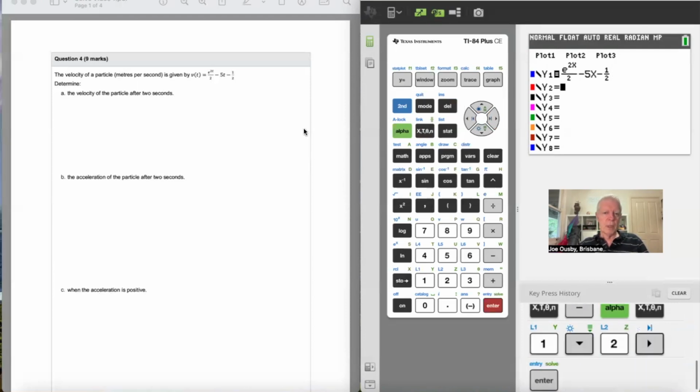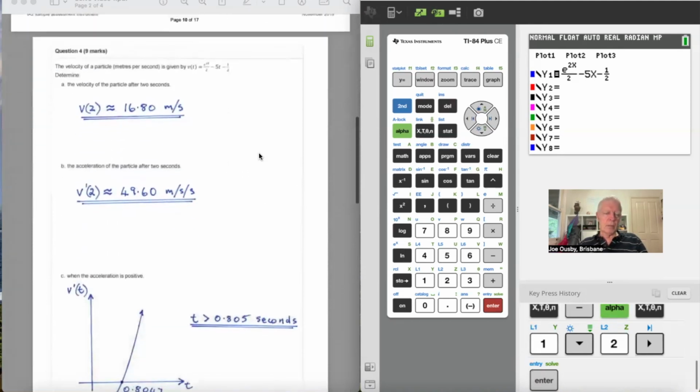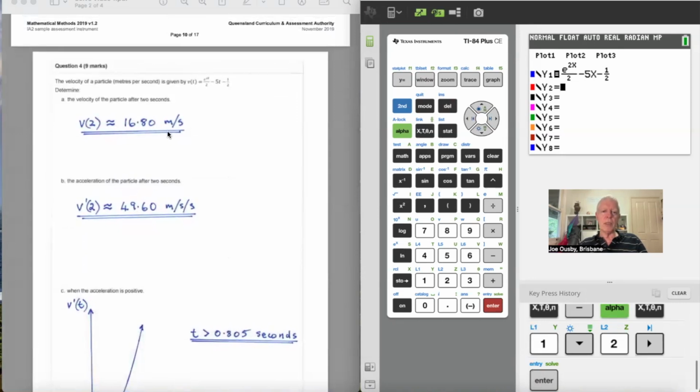That's the function. And now, of course, we're after the velocity of the particle after 2 seconds. That would basically mean calculating the value of that function when t is, or in this case, when x is 2. My sense of this question is that I don't actually need to show any substitution. I am putting 2 in as the t value. I don't have to explain what the calculator is doing, and this is a tech active question. So I can simply say, okay, let's calculate.